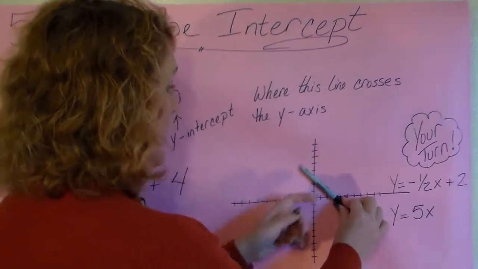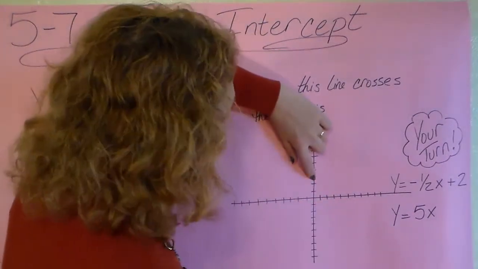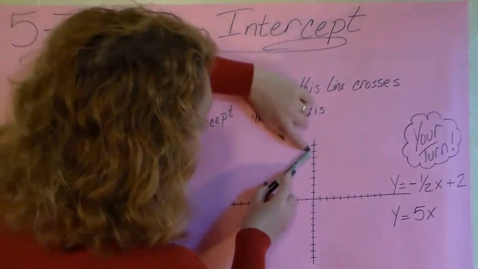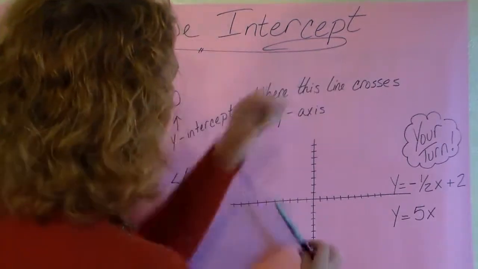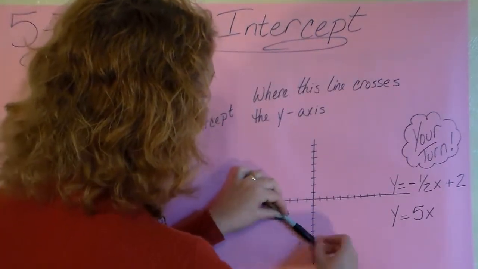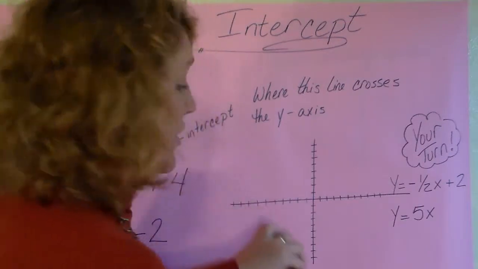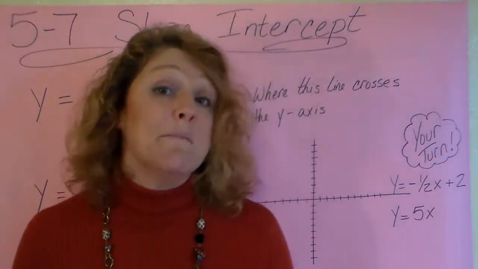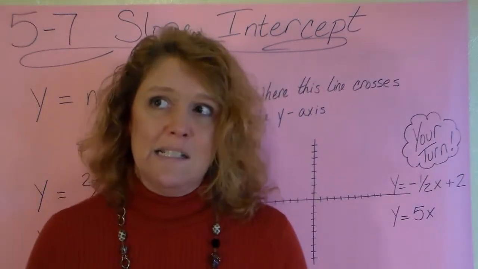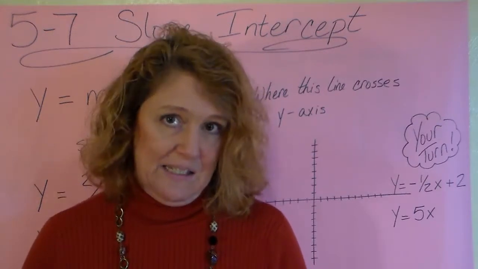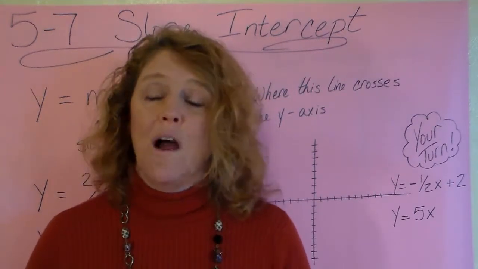So if this is your line, this point right here is your y-intercept. If this is your line, then that point right there is your y-intercept. Your y-intercept could be down here. Your y-intercept could be way the heck down here if you've got a line way over there. Doesn't matter. Wherever it crosses the y-axis, that's where your y-intercept is.